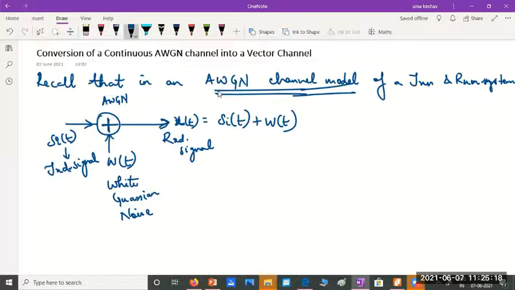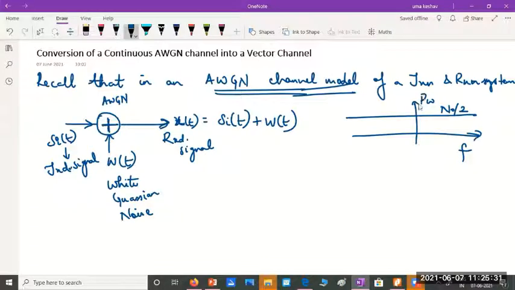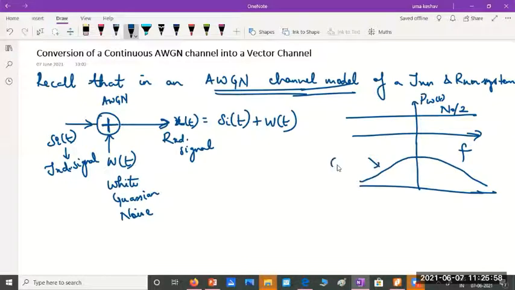Remember, white noise has uniform power spectral density. We all know the power spectral density of white noise. What is the value of the power spectral density? It is N0 by 2 at all frequencies. So the power spectral density of white noise will have the value N0 by 2 at all frequencies. And because it is uniform throughout, we consider it to be more useful in all our analysis. Ideally speaking, it is not uniform like this, but it is in the shape of a bell curve, a Gaussian curve. Remember, this white noise is in the shape of a Gaussian or bell-shaped curve, right?